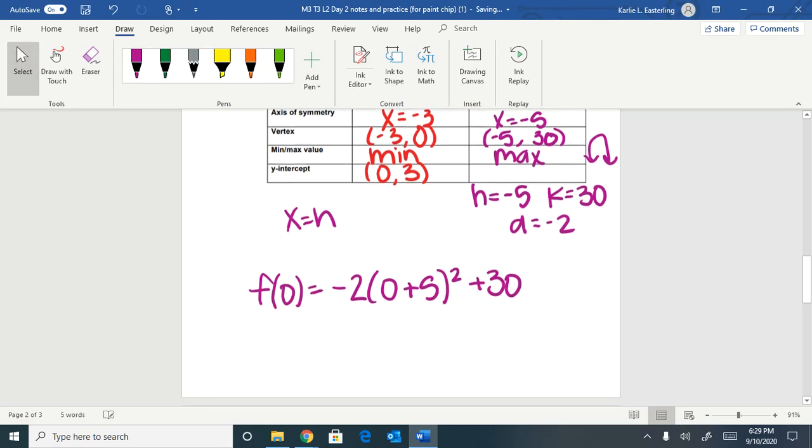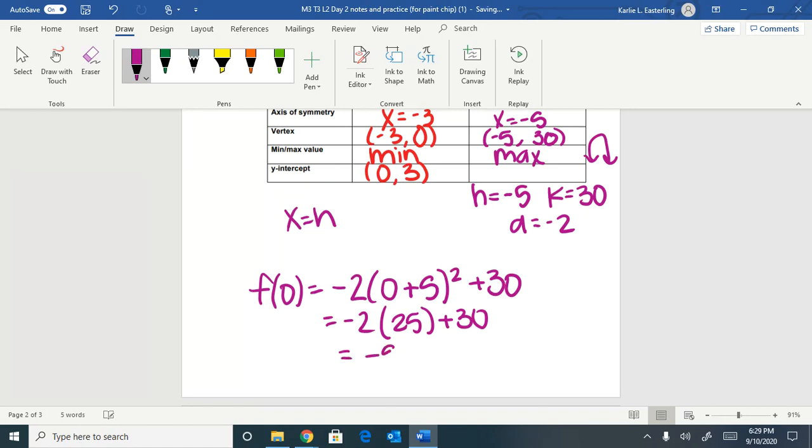Let me scroll down a little bit. So let's go ahead and bring down that -2. 0 plus 5 is going to be 5, and 5 squared is 25, so -2 times 25 is -50 plus 30. So we're looking at -50 plus 30, which gives us -20 for our y-intercept.